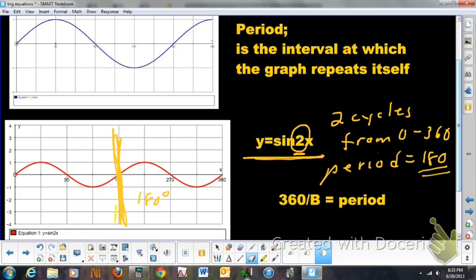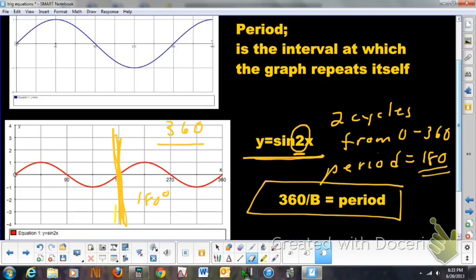Now there's a formula that can be used, which is very, very useful, and it's this. Since we know that the period of any sine and cosine graph is normally 360, if we divide that by whatever b is, we can then get the new period of the graph. So in this case, if we take 360 and divide it by 2, we get 180. And that tells us where the new period is for the graph.